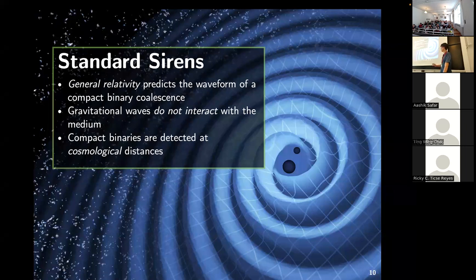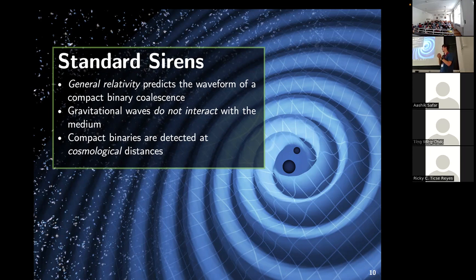Now, something which is important to emphasize about gravitational waves is that they are very different from other transients in that we know how this signal that I was showing before looks, we know this from first principles. So general relativity predicts how this signal emitted from a compact binary coalescence should look.